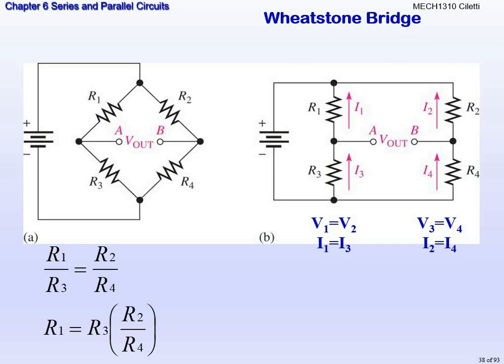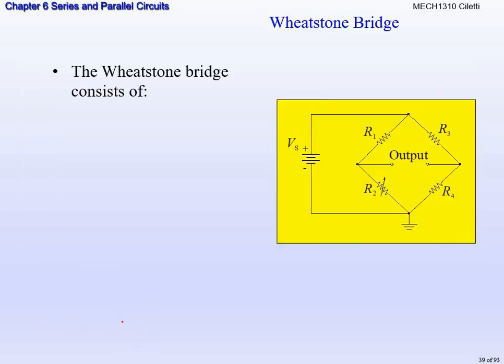So in this relationship, R1 over R3 has to equal R2 over R4. Okay, R1 over R3 equals R2 over R4. And we'll use that relationship once again to do some basic calculations. You're going to solve this circuit and where it applies.